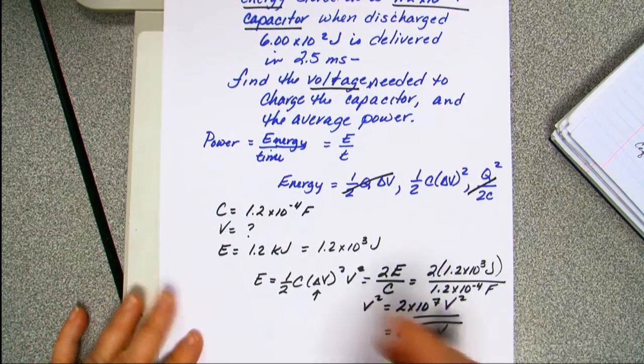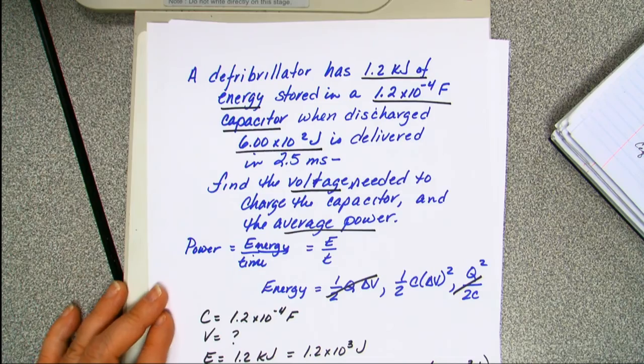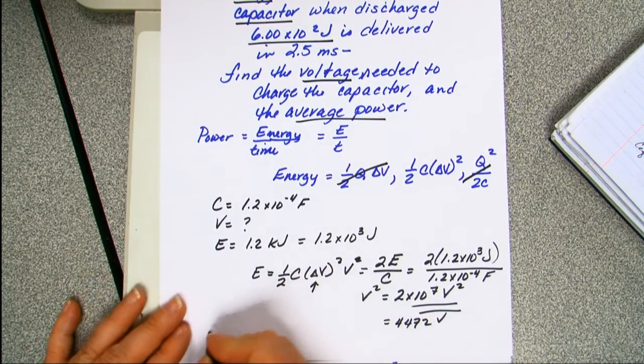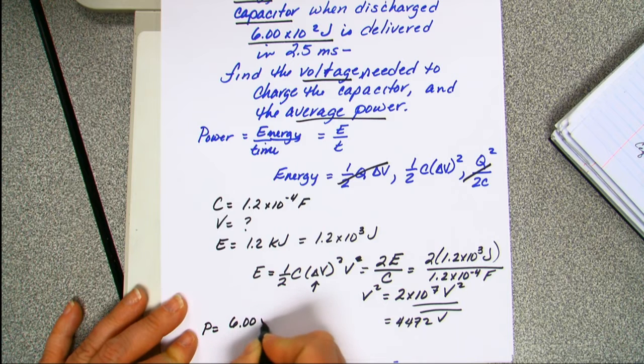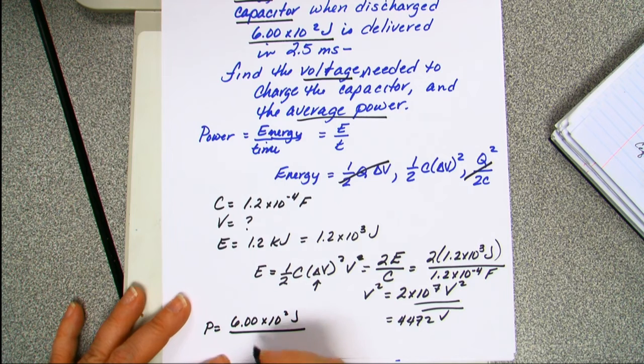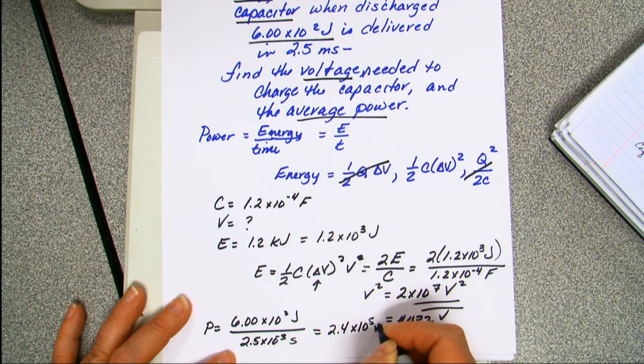Now, if we want to do the power part, this time we have to look at the energy delivered. So the power is going to be 6.00 times 10 to the second joules. And now we divide that by 2.5 times 10 to the minus 3 seconds. And that's going to give me 2.4 times 10 to the 5 watts.